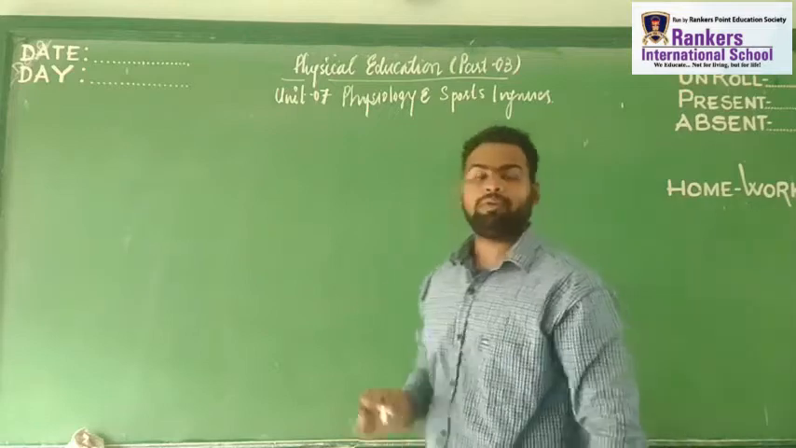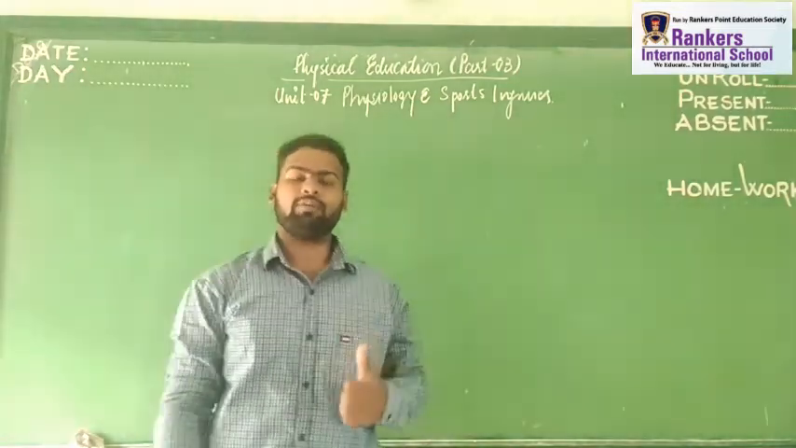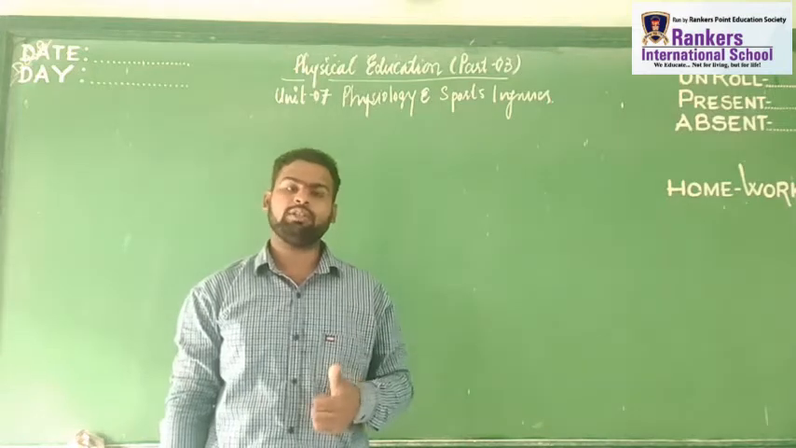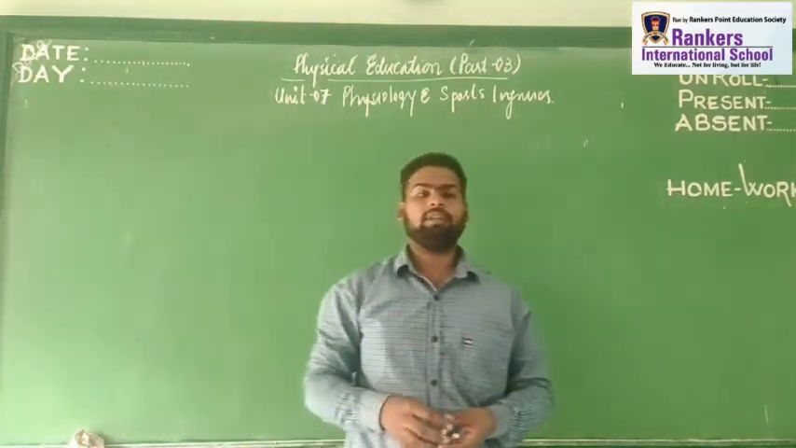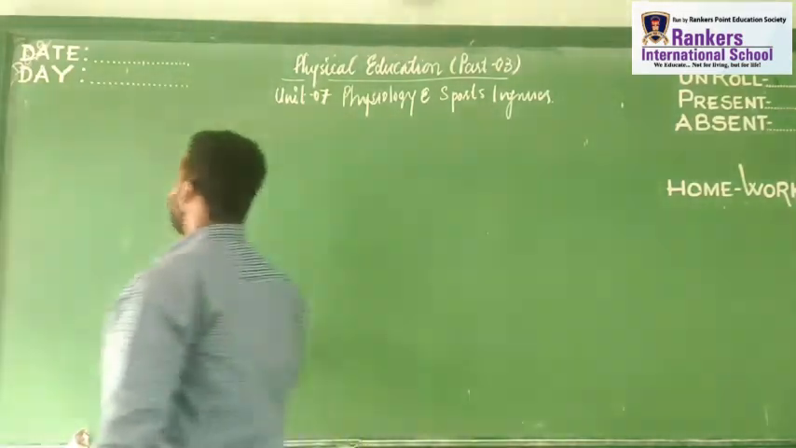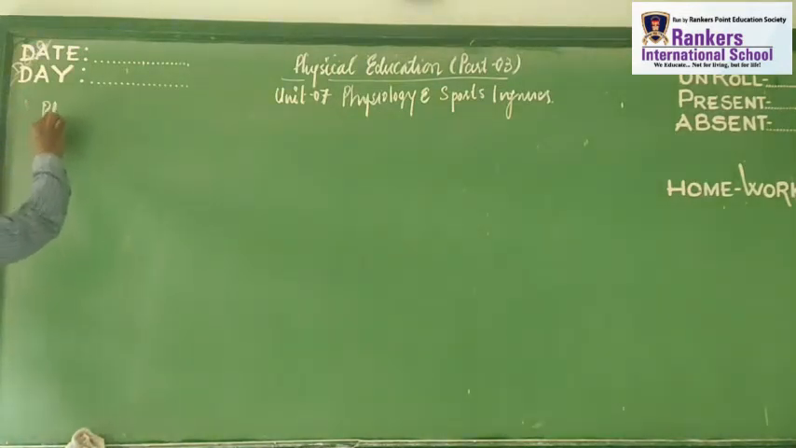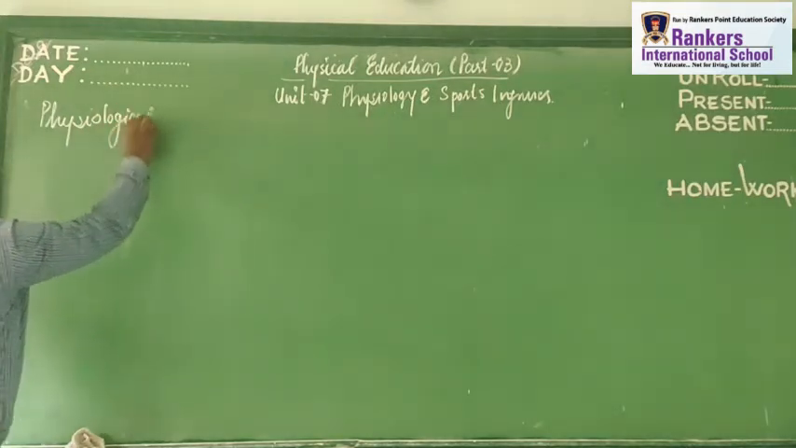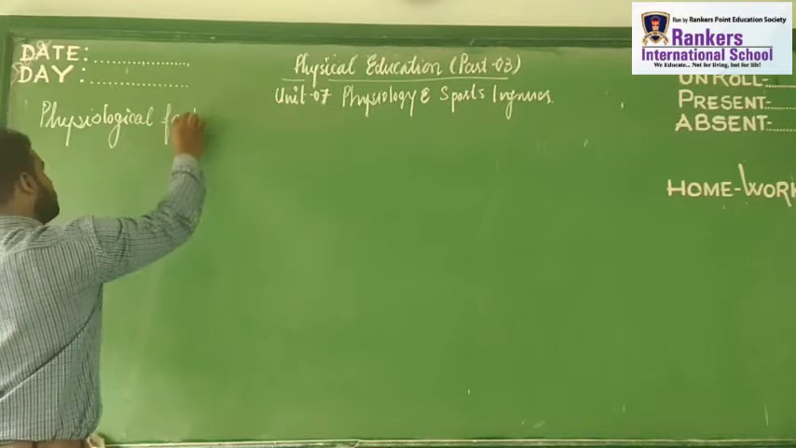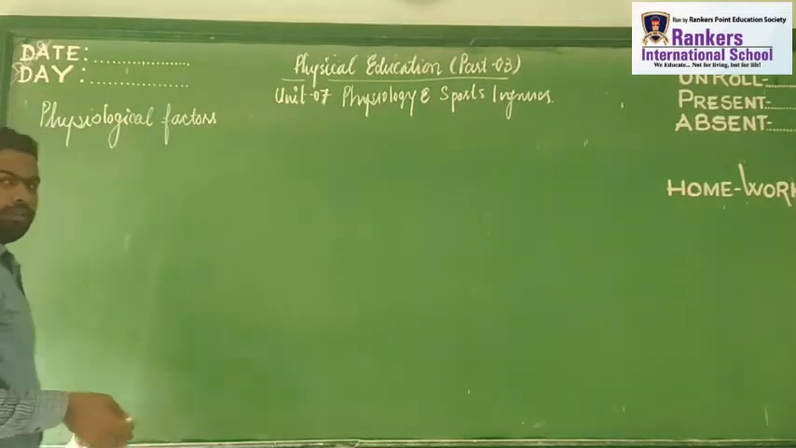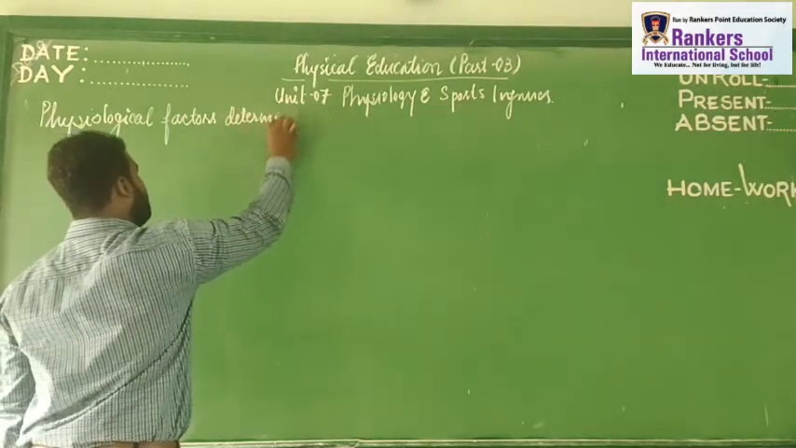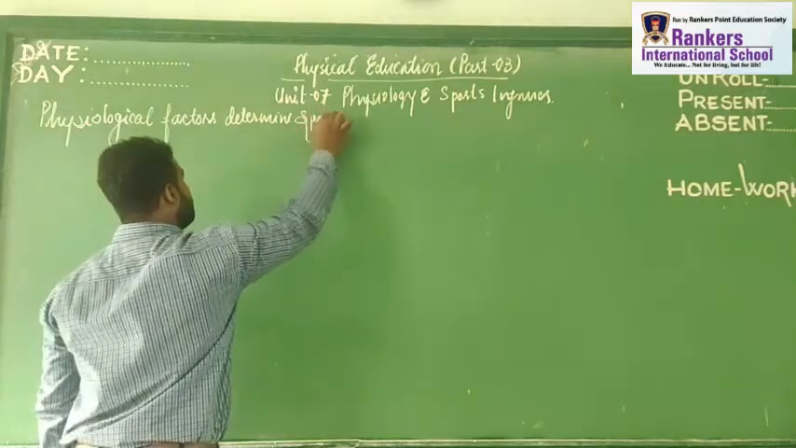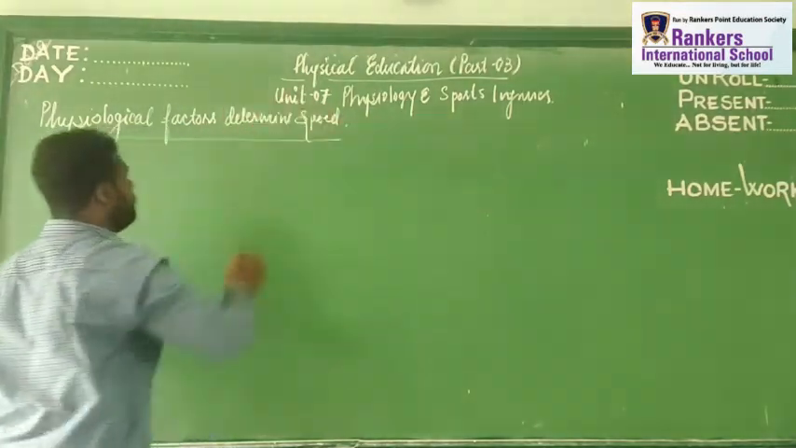When I'm talking about this topic, physiology and sports injury, as you all know, we have covered the first two topics, that is endurance and the next part, strength. Now we are going to cover the next thing, that is speed. So now write: what are the physiological factors which determine your speed? Right, dear students?